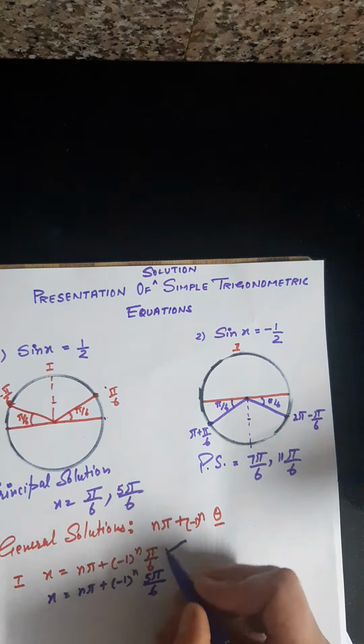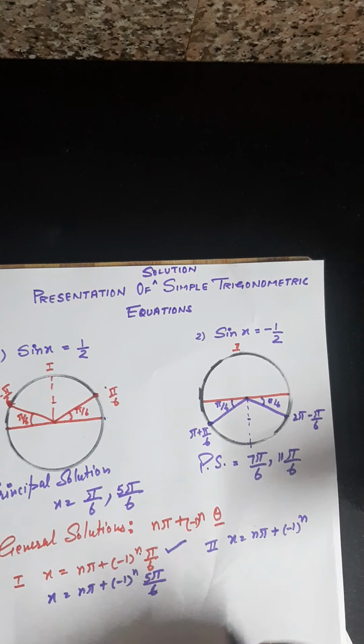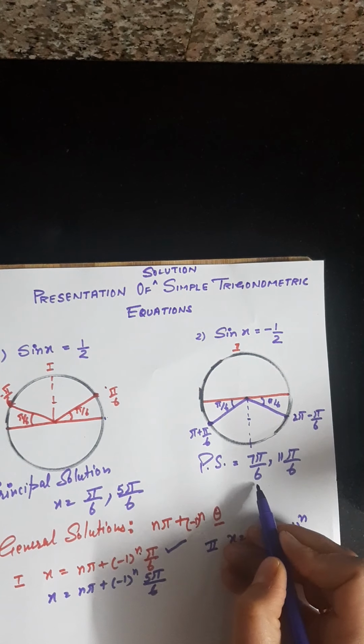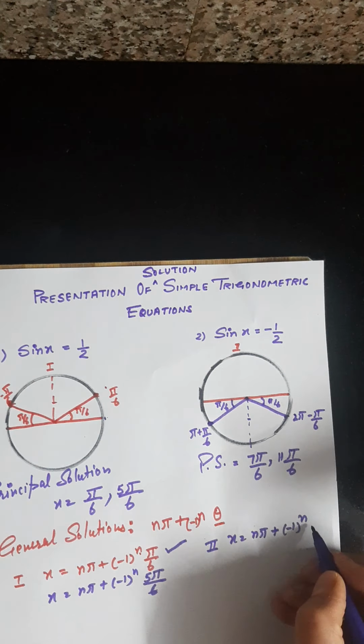Not conventionally, but this is taken. We may use this also. Okay. Similarly here, in case 2, x is equal to n pi plus minus 1 raised to power n. You can use this also and that also.